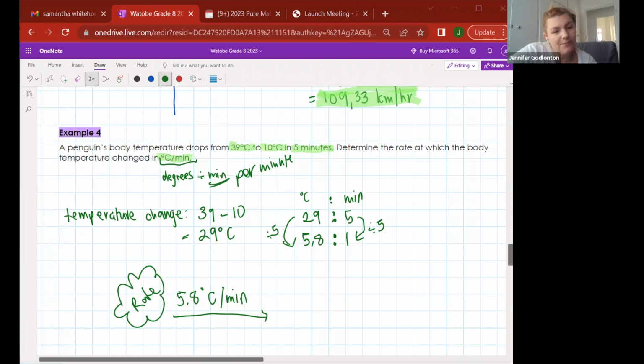Tyler, how can I help? Ma'am, wouldn't you round it up to make it 6? No, unless they ask you in the question to round it to a whole number, always leave it to 1 or 2 decimal places. Oh, okay, ma'am. Thank you. No worries.